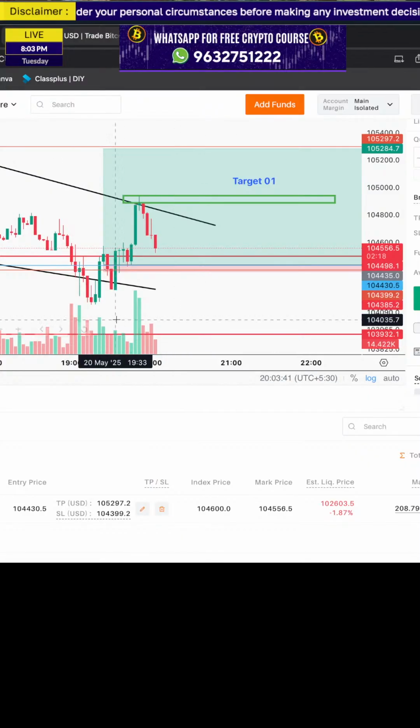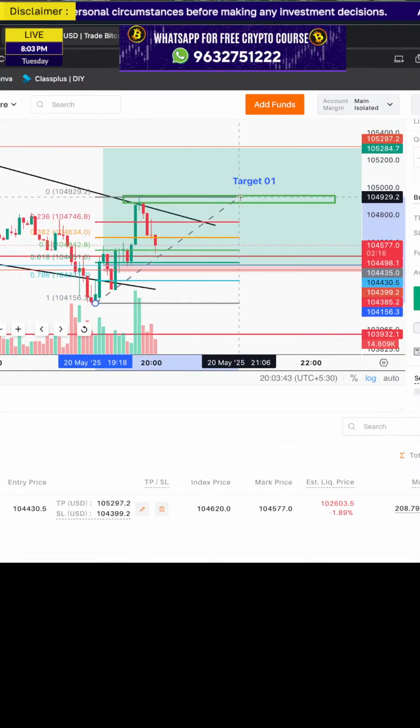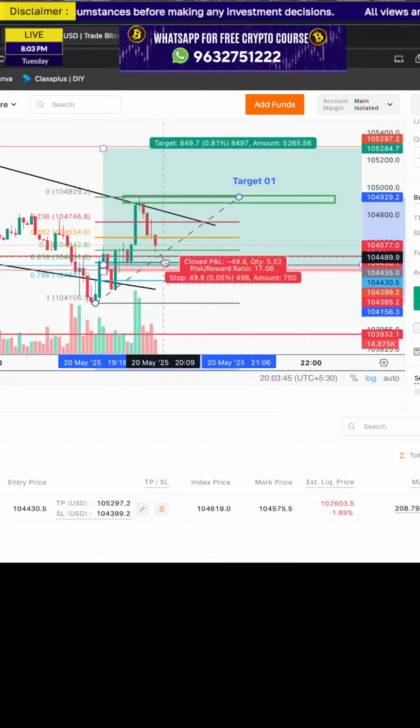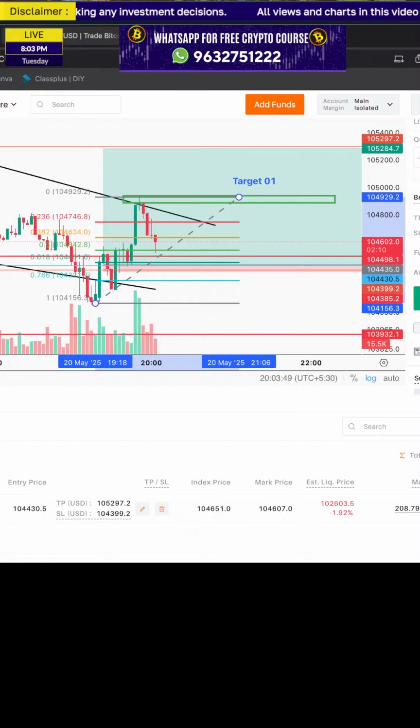As of now, we will see how the market reacts at this zone. If it bounces back from the zone, good, or else the remaining quantity we will book anyway. $3 is the risk, we'll book that and exit.